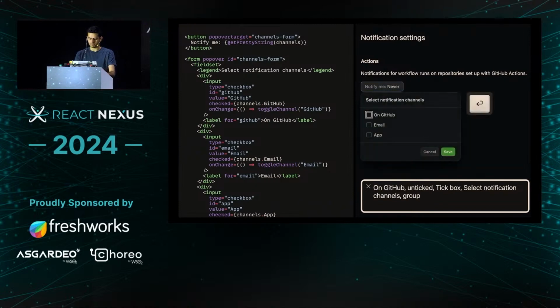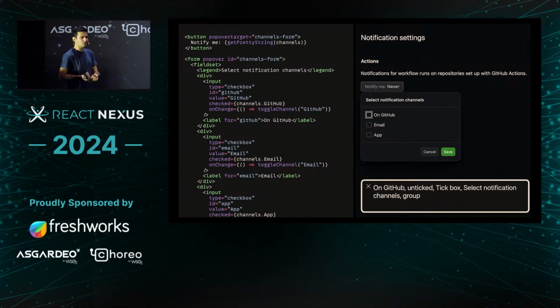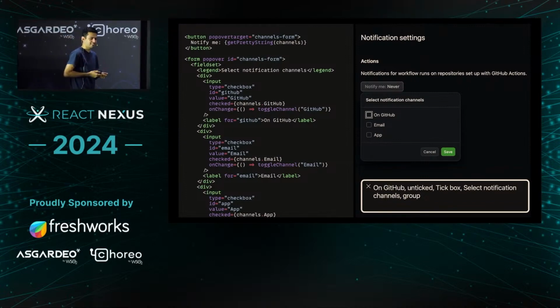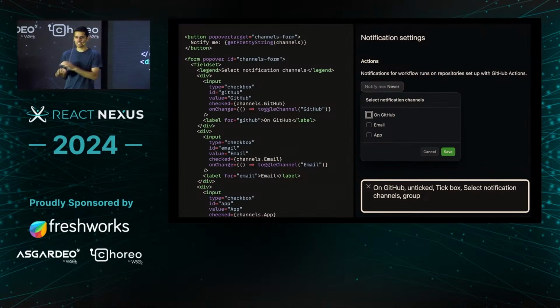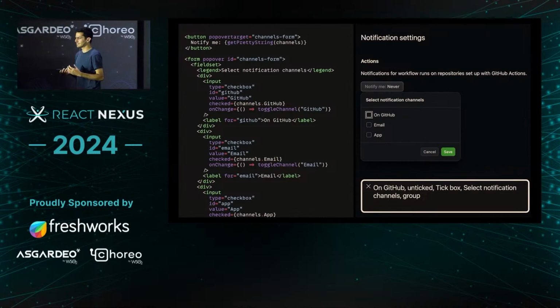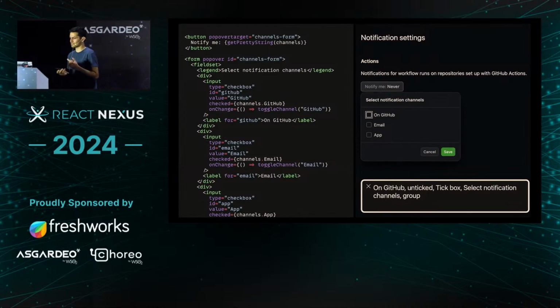On GitHub, unticked tick box, select notification channels, group. That's pretty cool. So it announces what the current options are. It says on GitHub. It says it's an unticked tick box. So that's a checkbox. It's not selected. And then it also tells you this is part of a select notification channels group. So that tells you that there are other options as well, which means I can tab and find those other options.